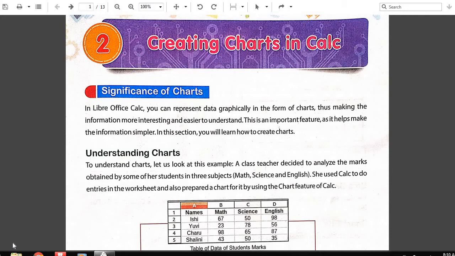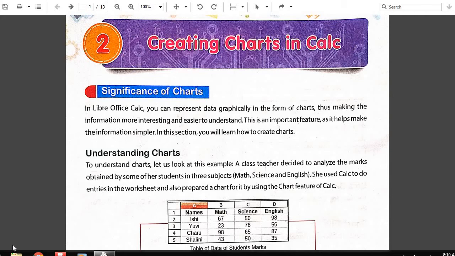In this video, we will be seeing how to create charts in Calc. In LibreOffice Calc, we can represent our data graphically in the form of charts. That will be more interesting and easy to understand. Rather than presenting your information in the form of a paragraph, it will be in the form of a chart, which will be more attractive. In this video we will learn about different types of charts, their elements, and how to create a chart in LibreOffice Calc.